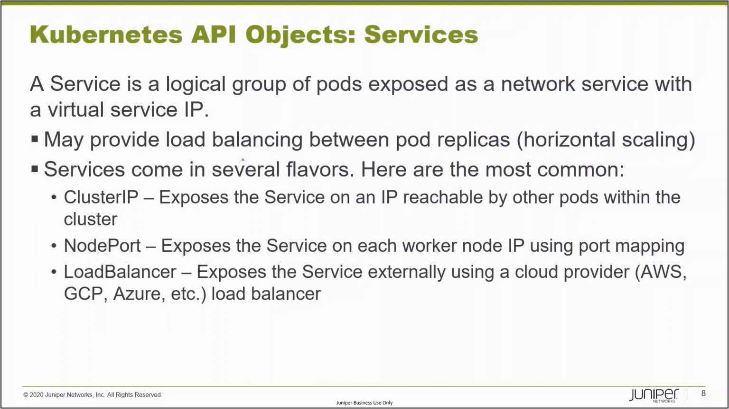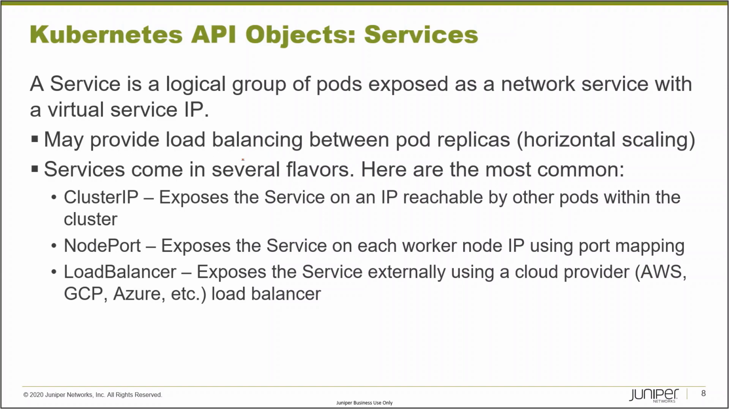A service is a logical group of pods that are exposed as a network service with a virtual service IP. So if I have 100 replicas of a particular container and I want to load balance requests across those replicas, I'm going to need a service to do that. So that's the primary thing a service is going to do. It can provide load balancing between those pod replicas. In other words, it enables horizontal scale.